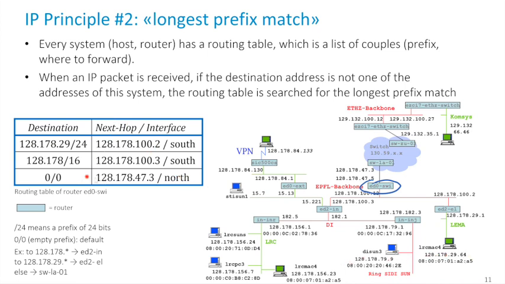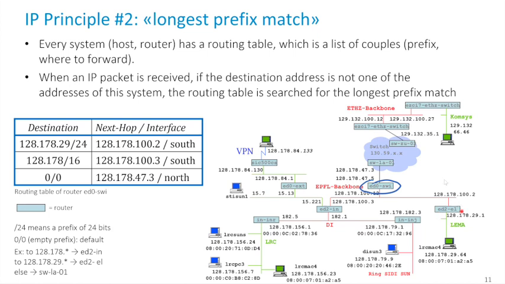Does it match the third line? Well, also yes, because the third line is empty. So anything matches this one. You always match because you have nothing to check. So it matches the 3 lines. And the IP principle number 2 says if you have multiple matches, you take the more specific one, the longest. Which means this packet will follow the rules dictated by the first line, which means it will go to this router via the south interface. So it will be sent here. It will go here, which is the correct thing to do.